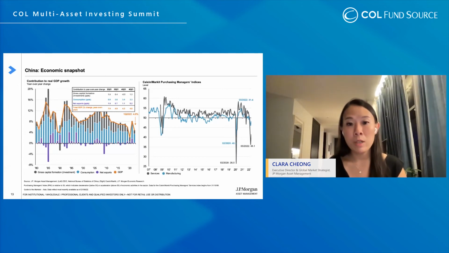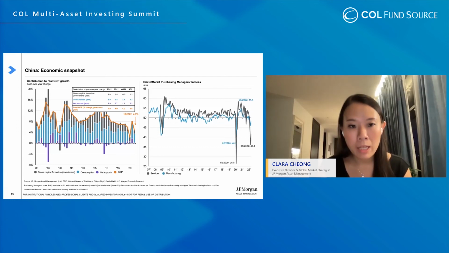Activity still remains weak, but the policy has really turned to become so much more accommodative and targeted since mid-May, and we take that as a very good sign for China.